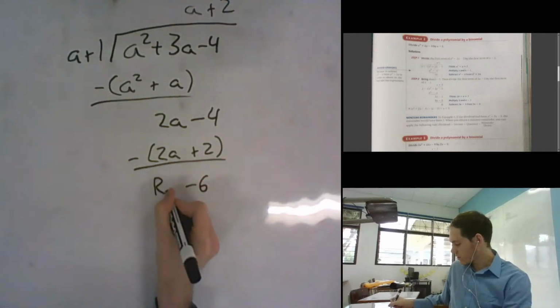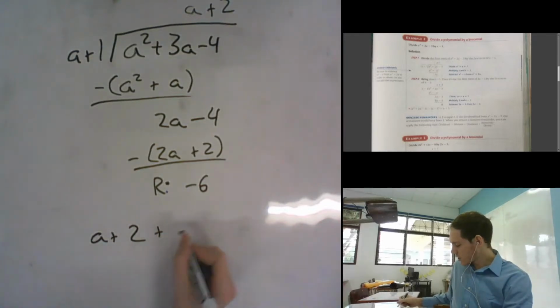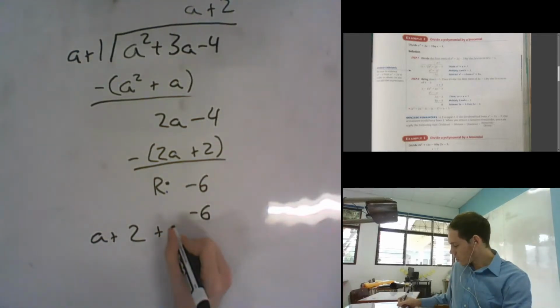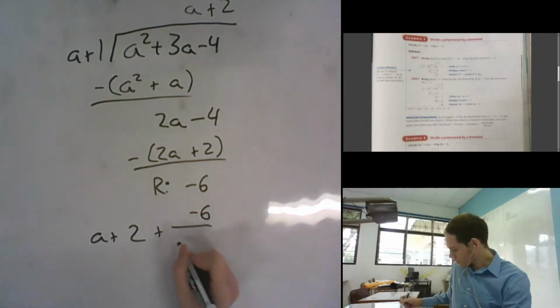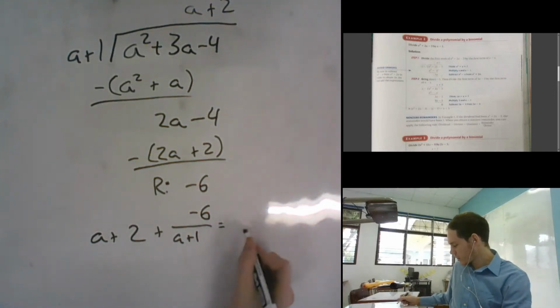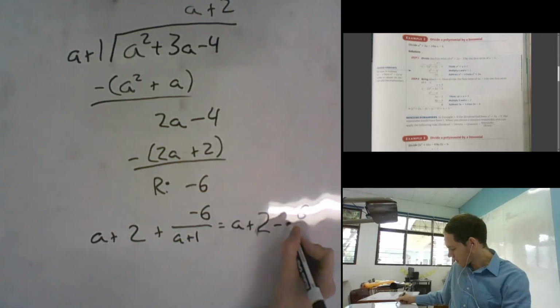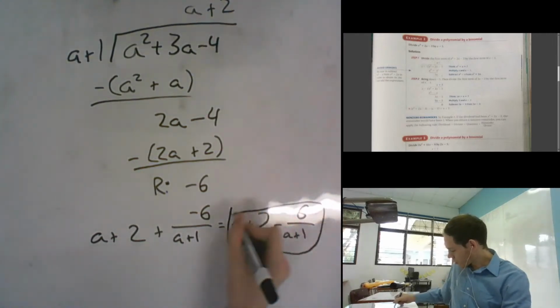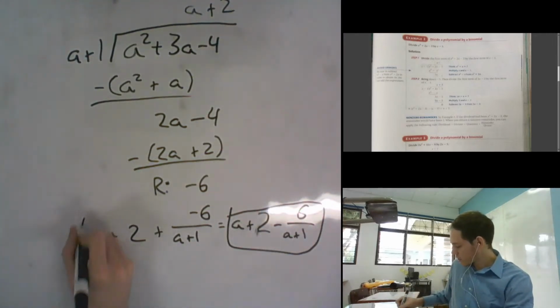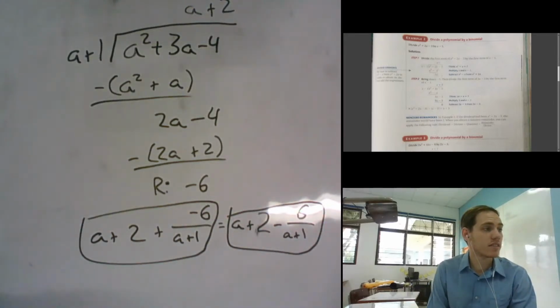That's our remainder. So what's that mean? Well, a plus 2 is by itself. Then we put the negative 6 over a plus 1. Now, if you're wondering, can I combine this? Absolutely. You can also do a plus 2 minus 6 over a plus 1. Okay? This or this, both of them are equal. Either way.